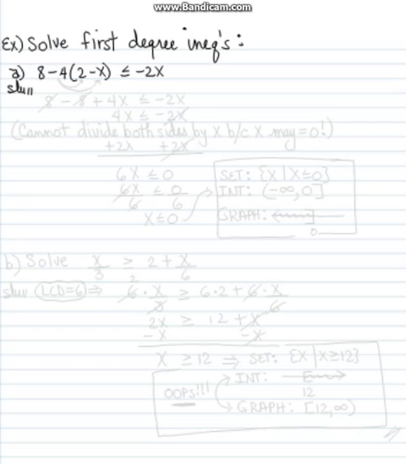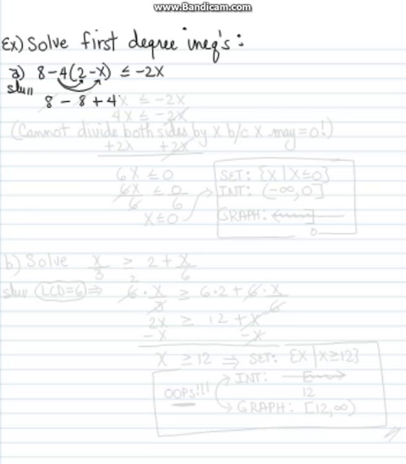Here we're going to solve some more first degree inequalities. The first one, part A, is 8 minus 4 times the quantity 2 minus x is less than or equal to negative 2x. Okay, the first thing we need to do is get rid of fractions, but there are no fractions. So we're going to get rid of the parentheses by distributing multiplication by negative 4.